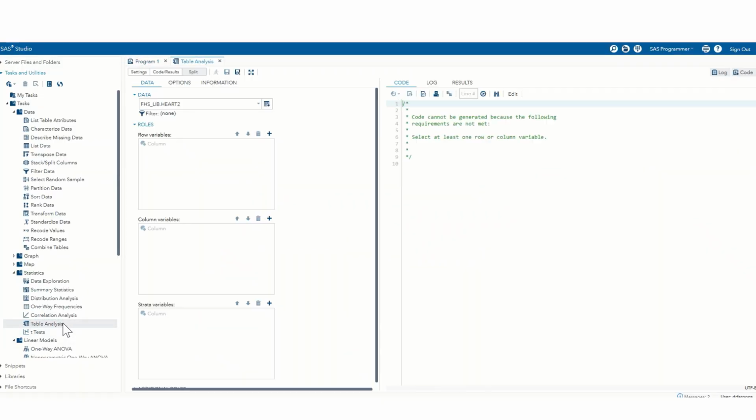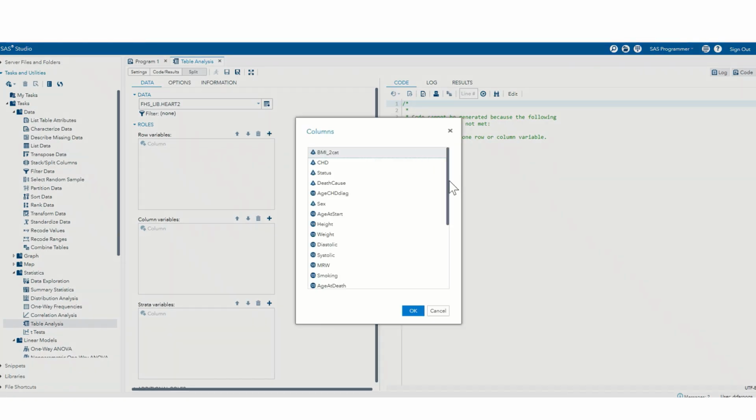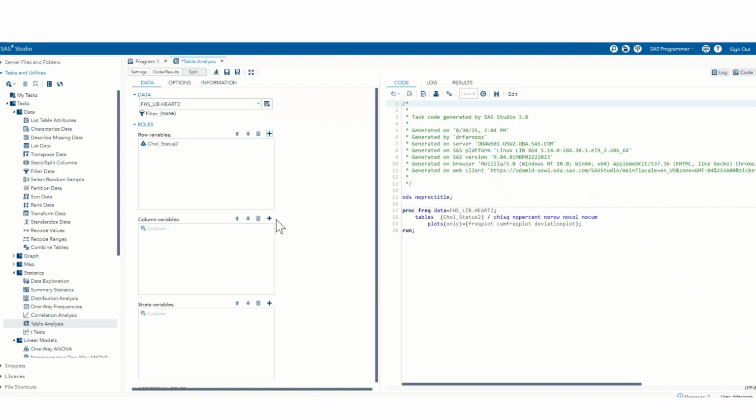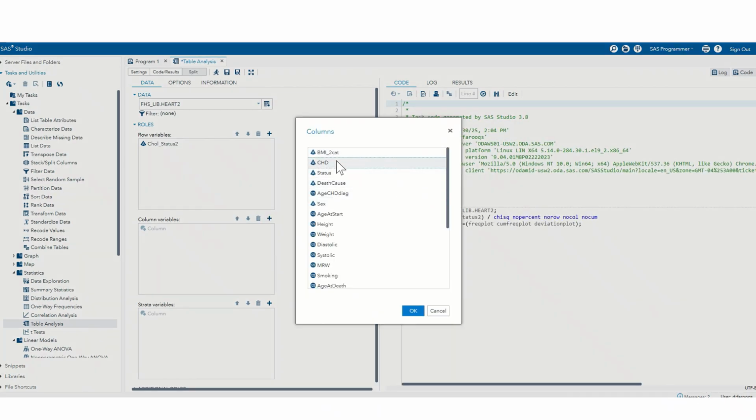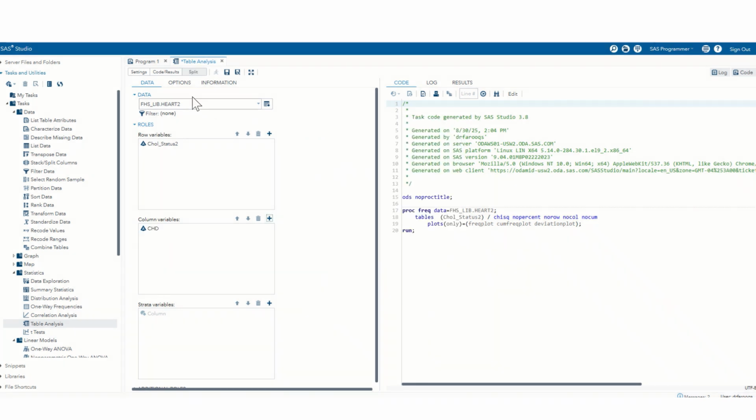Open table analysis under statistics. Here we are using two data sets. Our row variable, the exposure variable, is cholesterol status 2 with two categories. Our column variable, our outcome of interest, is chronic heart disease.